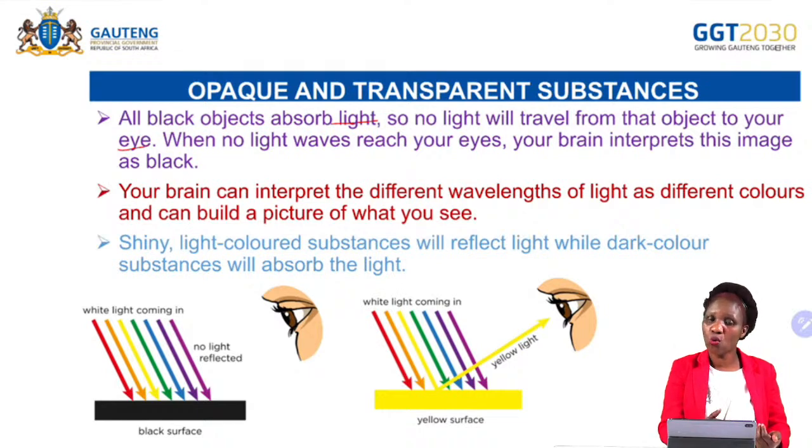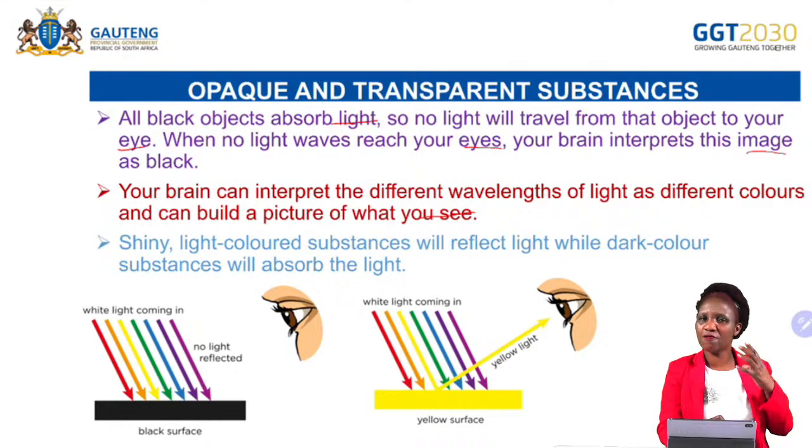When no light waves reach your eyes, your brain interprets this image as what? As black. And then your brain can interpret the different wavelengths of light as different colors and can build a picture of what you see. You see the power of light and the power of the mind. The mind is going to interpret differently. Okay. If there is no light that is reflected back to your eyes, you won't see anything. Then that substance is going to appear black because no light has come to your eyes.